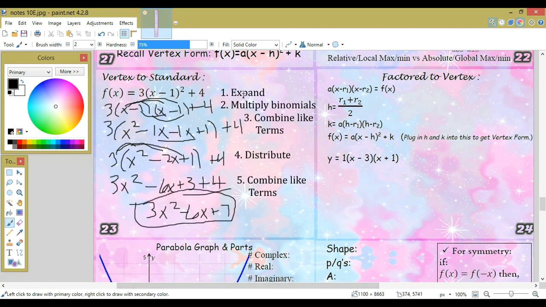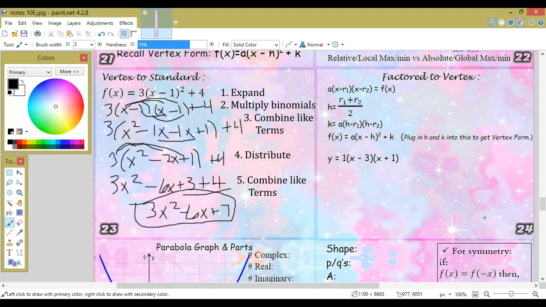So here's our verbal steps. We first expand x minus 1 squared. Step 2, we multiply the two binomials together. Step 3, we combine the x terms. Step 4, we distribute the 3 into each term on the inside. And the last step, we combine the two constant-like terms.